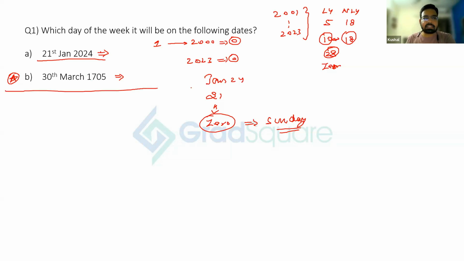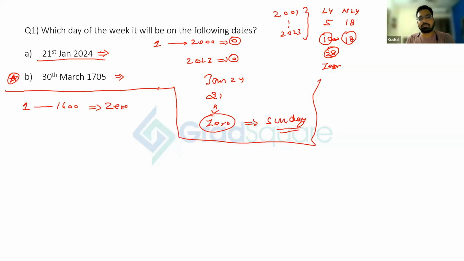Understand now what we are looking at is 30th March 1705 and trying to get the day on the 30th March 1705. Understand that from year 1 to year 1600 there will be 0 odd days. Clear? Now 1601 to 1700, how many odd days? We have already calculated this, so I will not calculate it once again. All of you should remember this. There were 5 odd days that we were talking about. So till 1700, both put together, you will have 5 odd days.